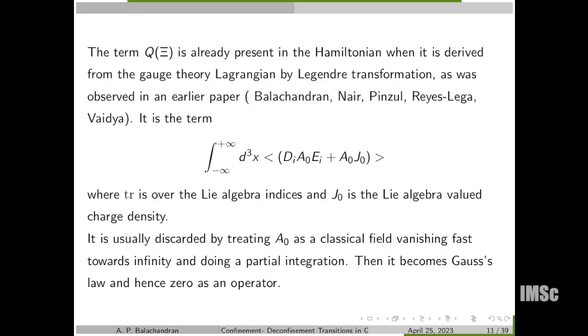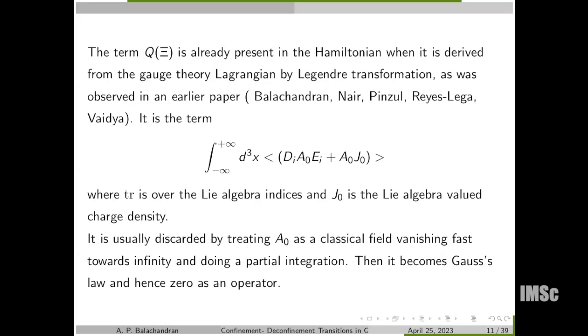Here I want to answer somebody's question whether this term is there in the canonical formulation. Who asked this? You asked it. It is there because if you look at the Lagrangian and you do the Legendre transformation, you get this term from the Fi0 term in the Lagrangian. Here the Fi0 is the electric field, with the covariant derivative D acting on A0. So you get this term automatically, where this A0 has no conjugate momentum. In the theory there is no conjugate momentum for A0.